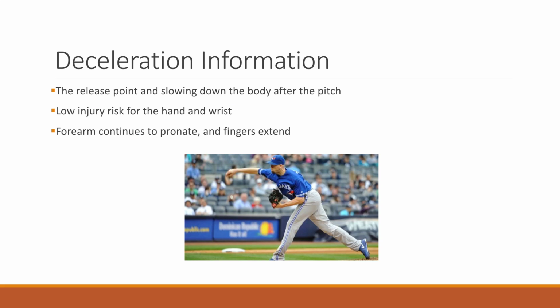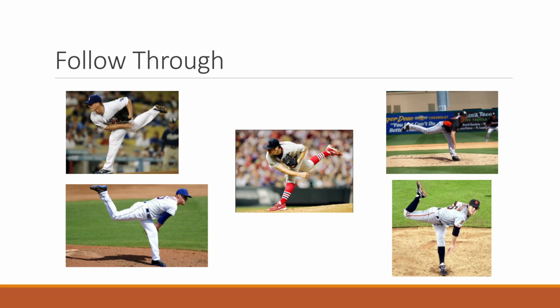During the deceleration phase, the release point and slowing down of the body after the pitch is how we would define that phase. There's also low injury risk for the hand and wrist during this phase, and the forearm continues to pronate and the fingers begin to extend during this phase.